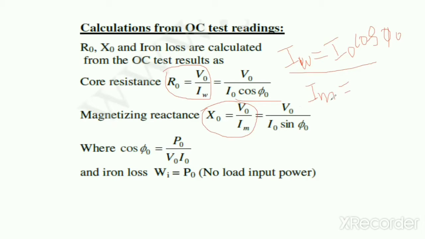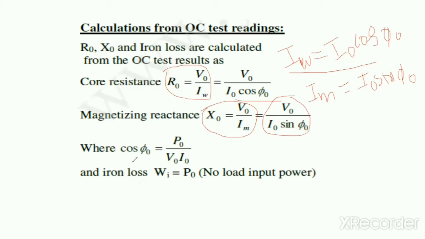Therefore, Im is equal to I naught sin phi naught, where I naught is the no load current. We substitute the Im formula in X naught, then we obtain V naught by I naught sin phi naught. Therefore, X naught is equal to V naught by I naught sin phi naught.